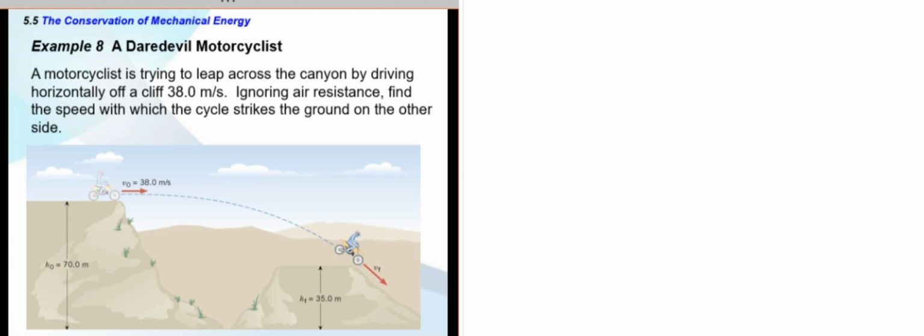An example problem: a daredevil motorcyclist is trying to leap across a canyon by driving horizontally off a cliff with an initial velocity of 38.0 meters per second. Ignoring air resistance, find the speed with which the cycle strikes the ground on the other side. The initial height, the height of the cliff, is 70 meters. The initial velocity of the motorcyclist is 38.0 meters per second.